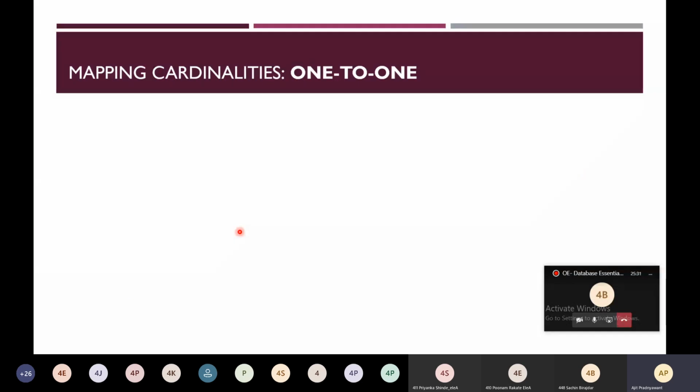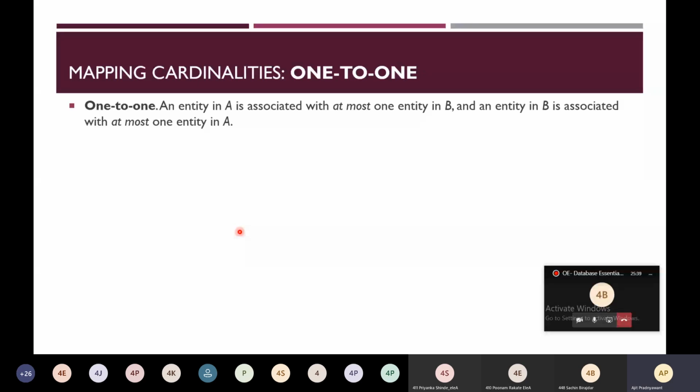So first we are going to see one-to-one. So what is this one-to-one mapping cardinality? An entity in A is associated with at most one entity in B. An entity in B is associated with at most one entity in A. It is called one-to-one mapping cardinality. So keep in mind, these words are very important.